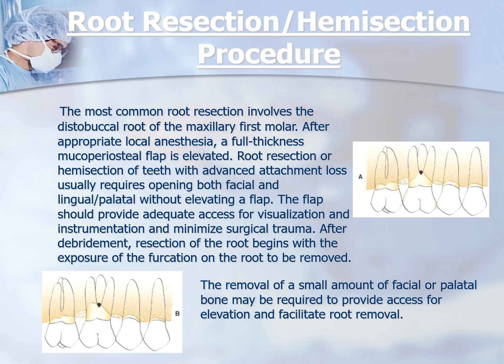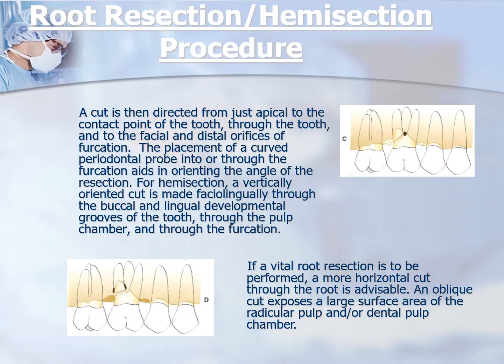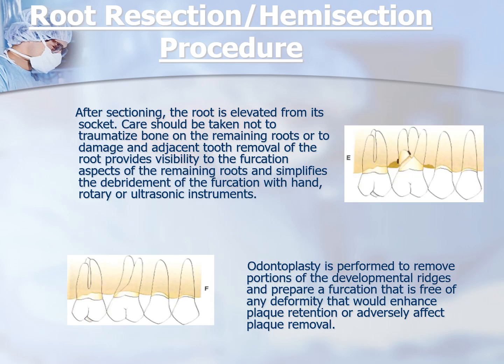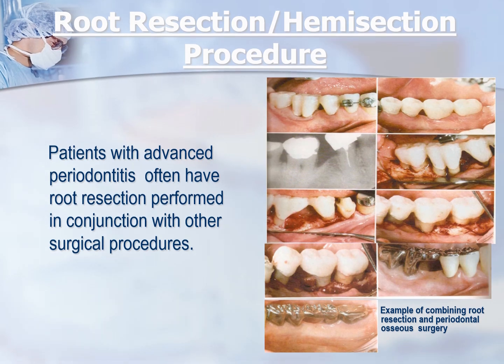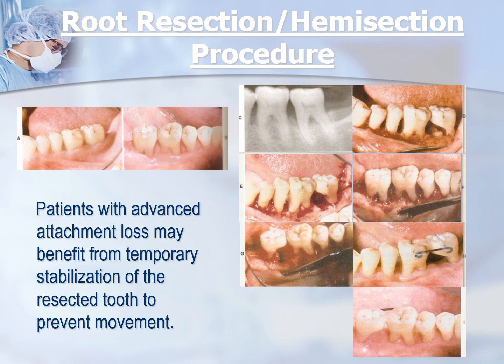This figure shows the root resection procedures, and this is especially performed in cases of maxillary molars. This is a case showing hemisection where one part of the tooth root is removed.